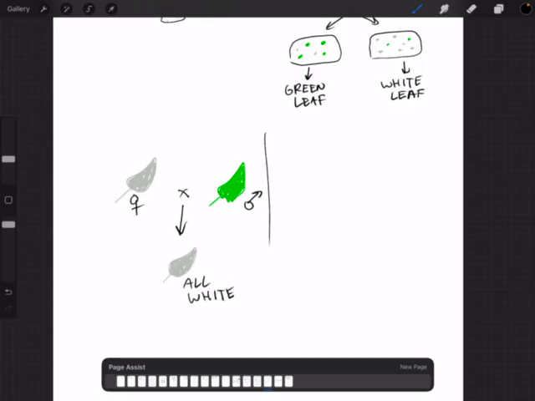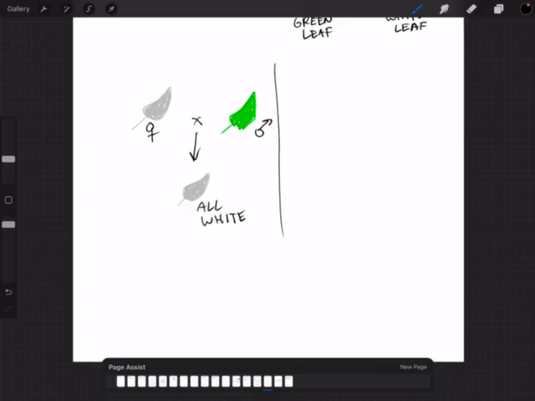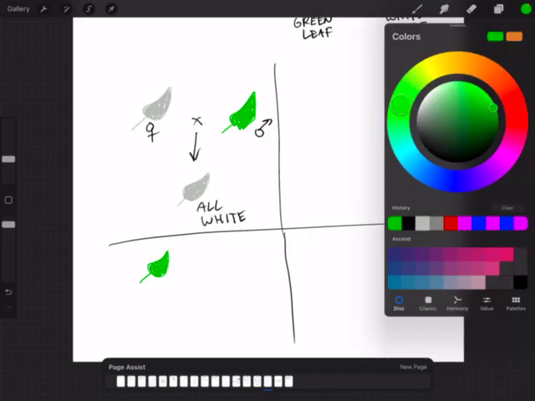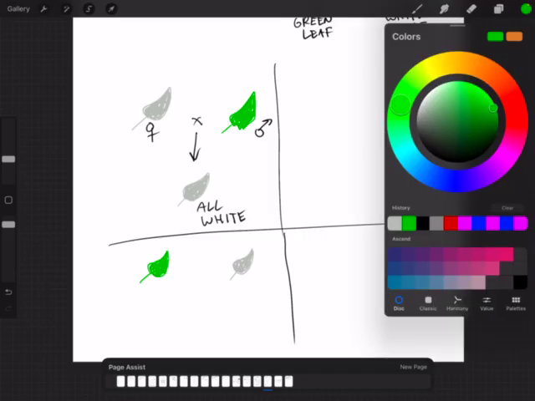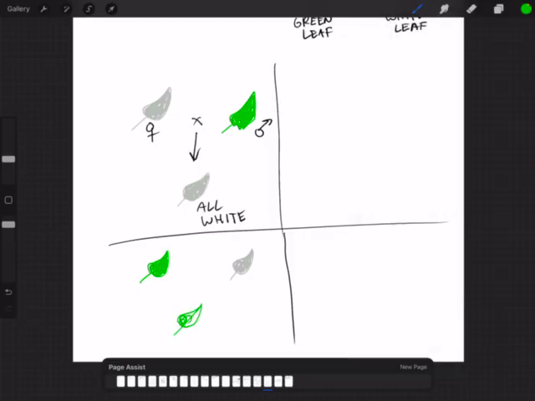Okay, let's do another example. We'll actually do it down here. We're actually going to do 4 total. Let's say we have a green female, and we'll cross that to an all-white male. What do we think that'll be? All green. That is correct, because again, the female is the one providing the chloroplasts here. Right, so this will be female, male. This will be all green.